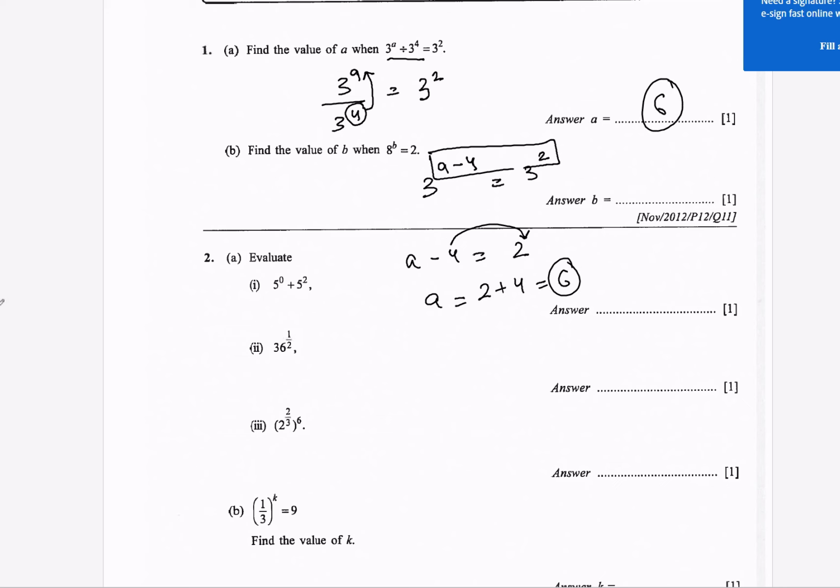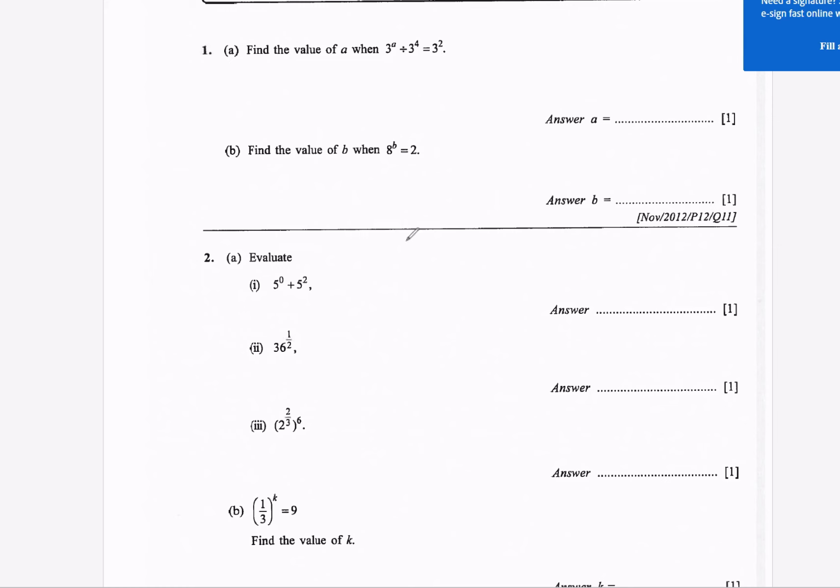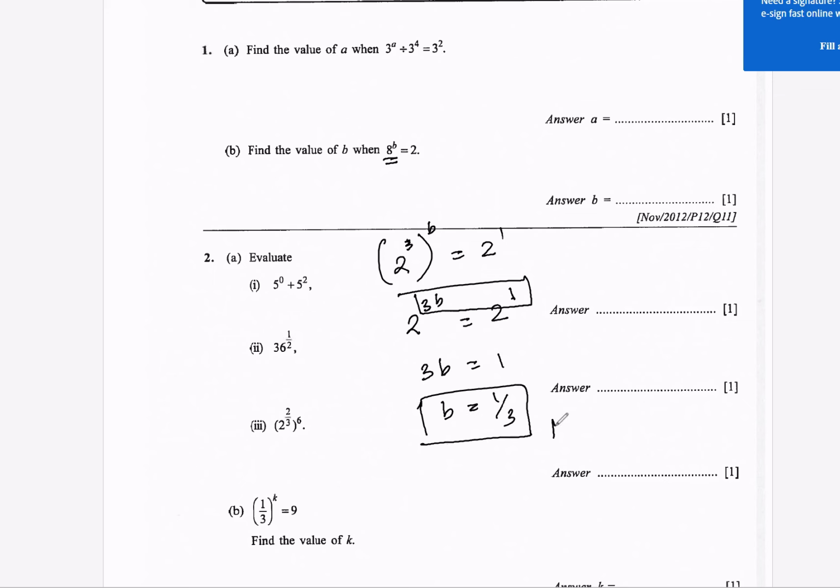Now for the value of b, what do we do? We first make our bases the same. This is 2 power 1. This is 8 power b, 2 power 3b, right? 2 power 3b equals 2 power 1. Then 3b equals 1. Then b will be equal to 1 over 3. That's our answer. It means first we make the base the same. Once the base is the same, we can equate the powers.